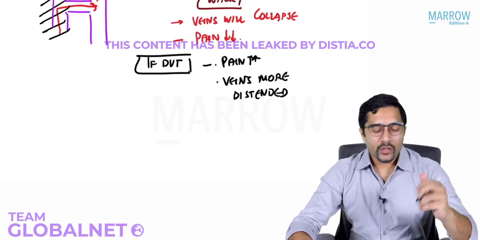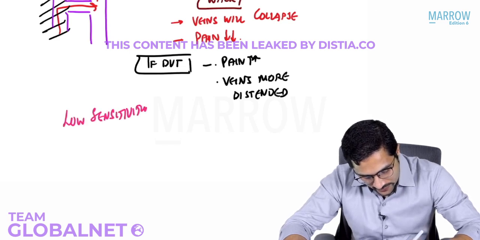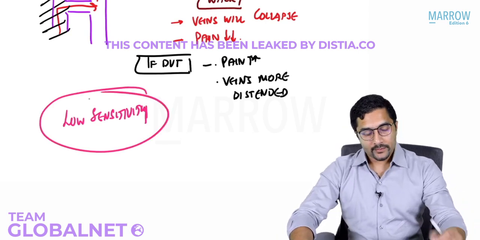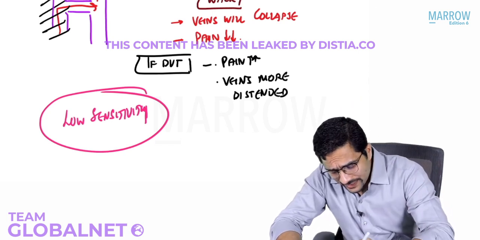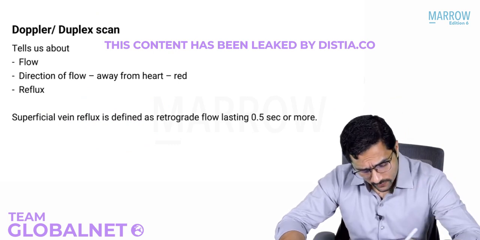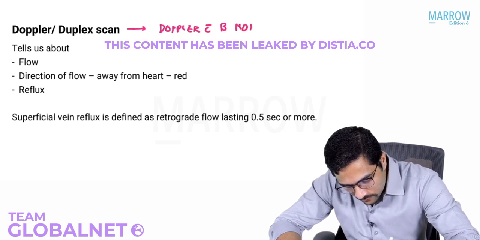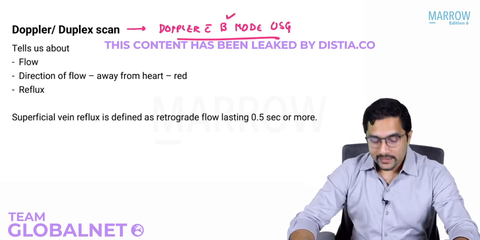So one thing which I want you to remember, that all clinical tests have a low sensitivity. They have a very low sensitivity, which is why when you get a patient with varicose veins, we have to carry out certain investigations as well. And the investigation of choice is a Doppler or a duplex scan. A duplex is nothing but a Doppler with B mode ultrasound. That is a duplex scan.